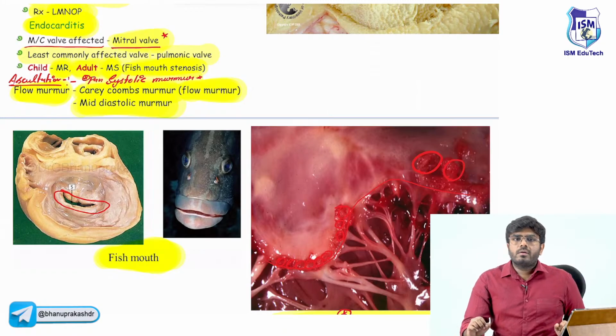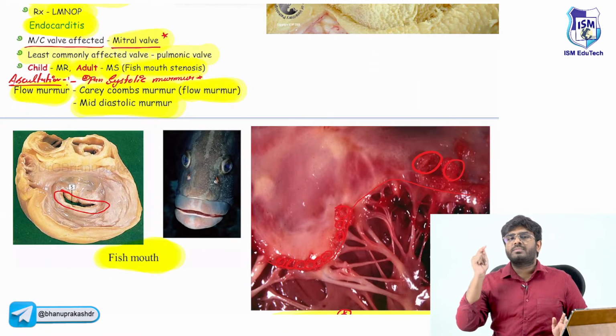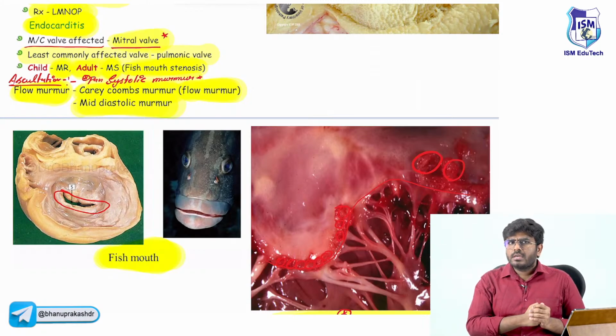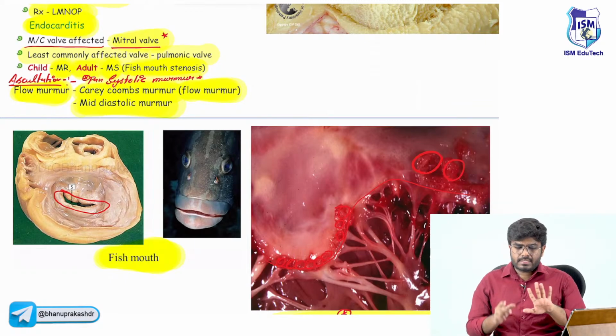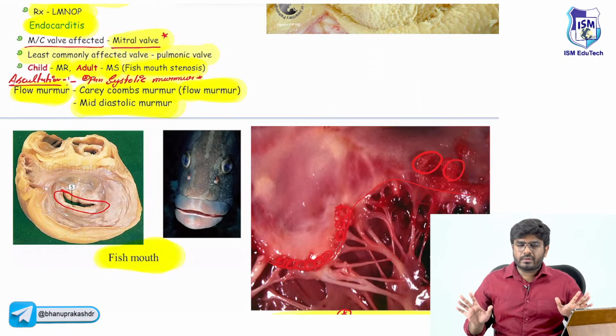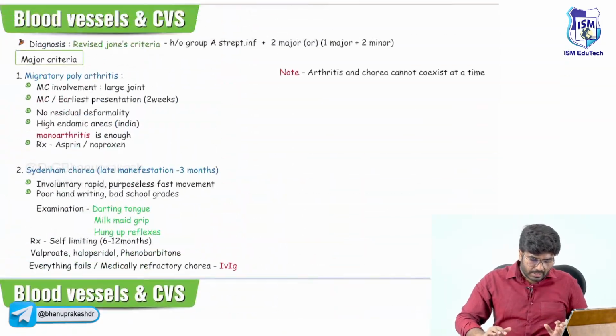Now, I have asked you what is the criteria to establish that this baby is suffering with rheumatic heart disease? You know, the criteria is Jones. Out of Jones, what have we completed? Heart involvement completed. This is a major thing. 75% is the heart involvement only. Others are very simple.